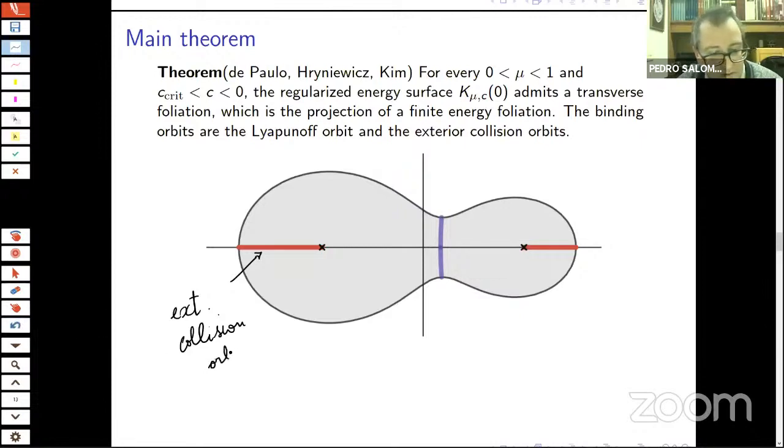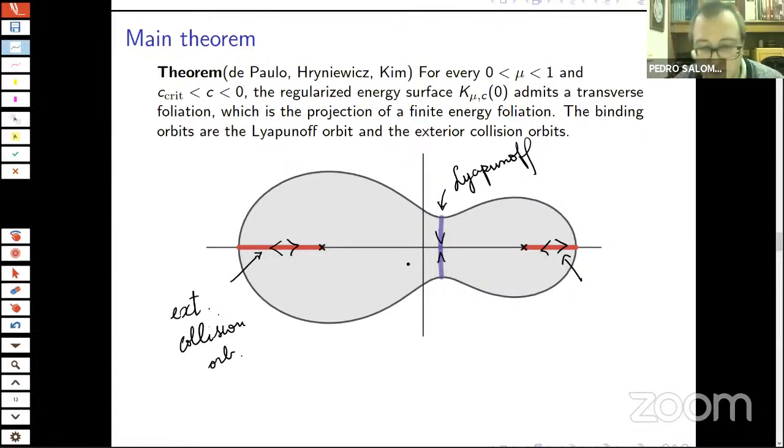So it's an orbit that when you regularize, this collision orbit becomes a periodic orbit. It bounces back, and so it becomes periodic after regularization. And in this neck region, there is what is called the Lyapunov orbit, which is a hyperbolic orbit that lies in this neck region here. It just oscillates here. Okay?